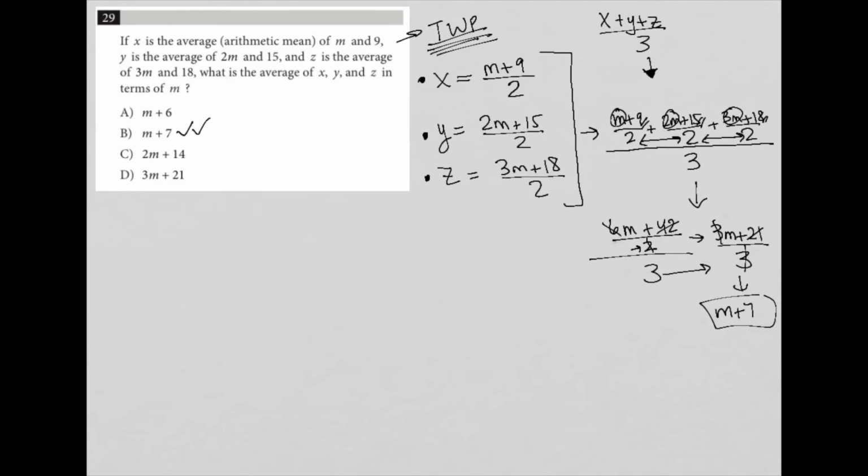The other strategy is one of my favorite strategies on this test, which is plug in your own number. Now, the plug in your own number strategy is something that can mostly be used whenever there is a variable or multiple variables in the answer choices. Whenever I see variables in the answer choices, I'm thinking plug in my own number.